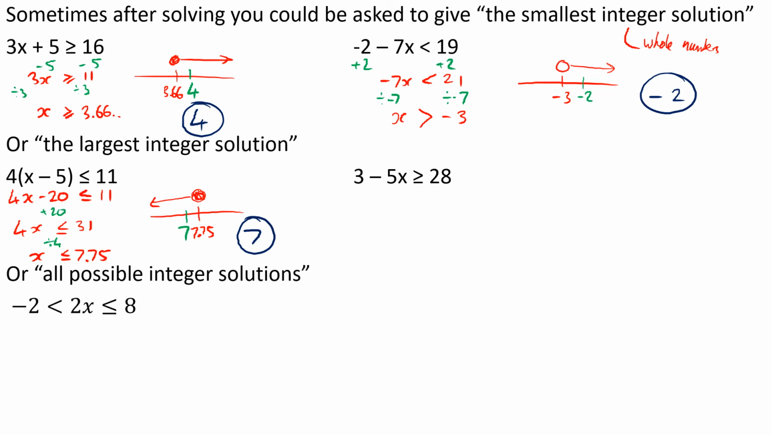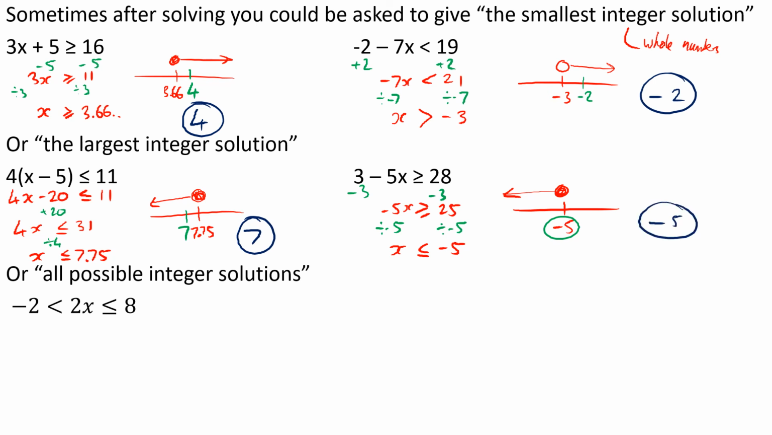What about for this second one? Well, the first thing we do is take away 3 from both sides, and that would give us minus 5x is less than or equal to 25. Then we would divide by minus 5, and remember, if you divide by a negative, you flip the sign. So we'd have x is less than or equal to minus 5, draw a number line, circle minus 5, going off to the left, and we can be equal to minus 5, so that is our largest integer solution. We're not going to need to go down to minus 6.